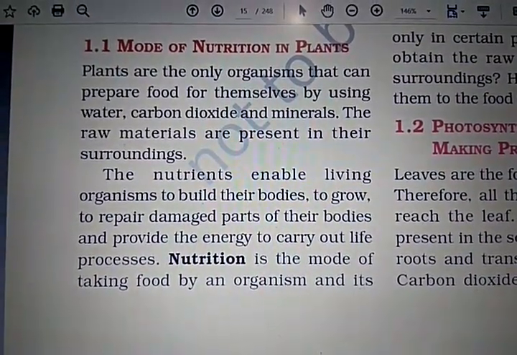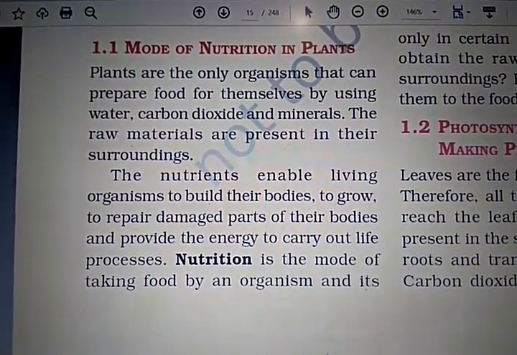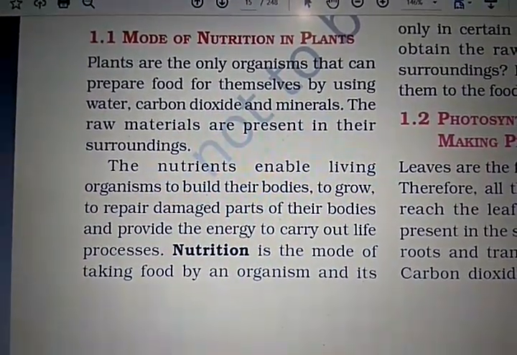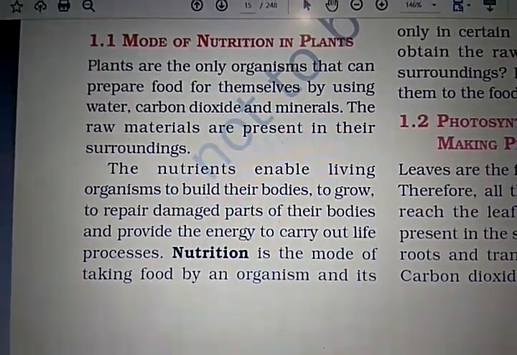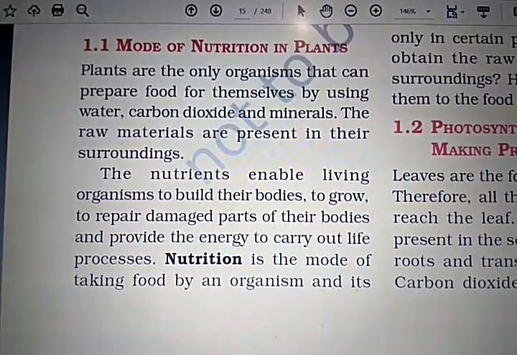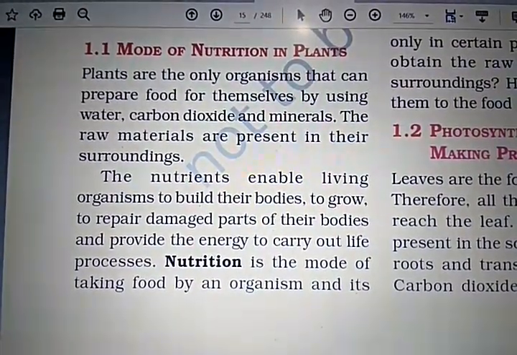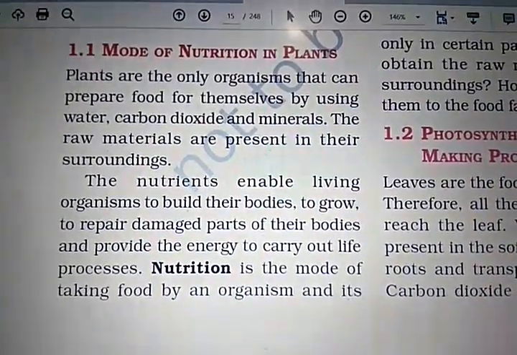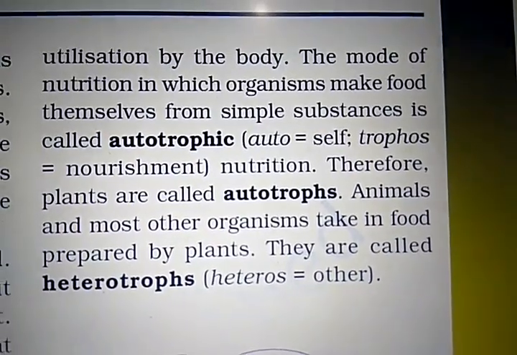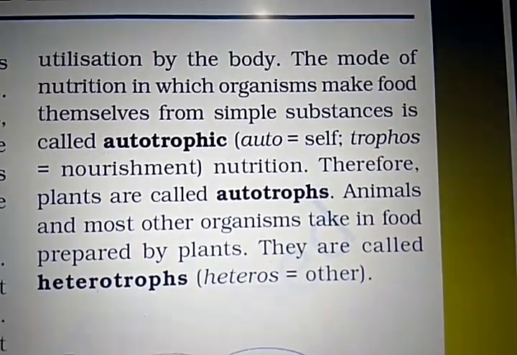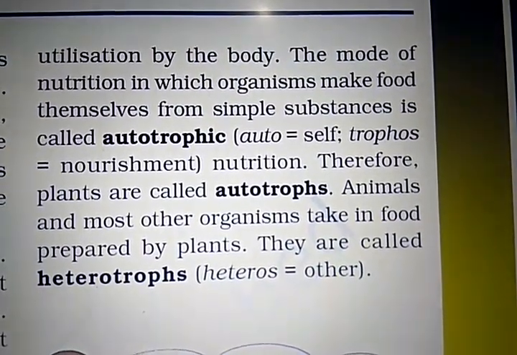Plants are the only organisms that can prepare food for themselves by using water, carbon dioxide and minerals. The raw materials are present in their surroundings. The nutrients enable living organisms to build their bodies, to grow, to repair damaged parts of their bodies, and provide the energy to carry out life processes. So nutrition is the mode of taking food by an organism and its utilization by the body.